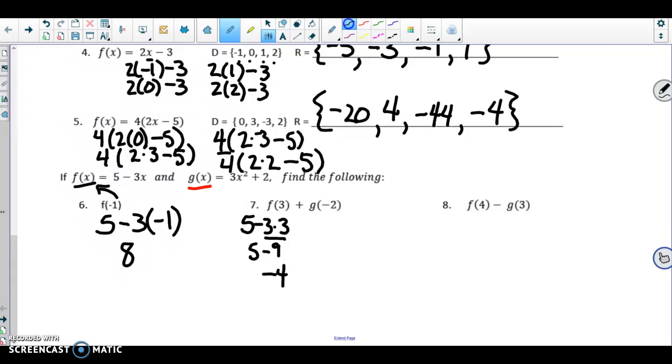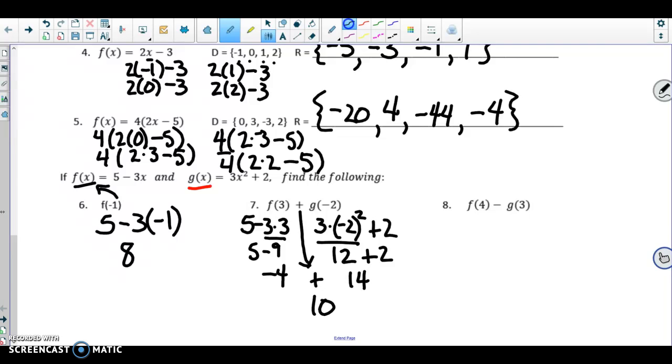g of -2, I'm going to plug in -2 in place of x in the g function. So I would have 3 times, and remember it's -2 squared, which means -2 times -2, and then plus 2. So -2 times -2 is 4. 4 times 3 is 12. And then plus 2, we'd end up with 14. And then notice I'm going to add these two. So -4 plus 14, and we end up with 10 on that one.